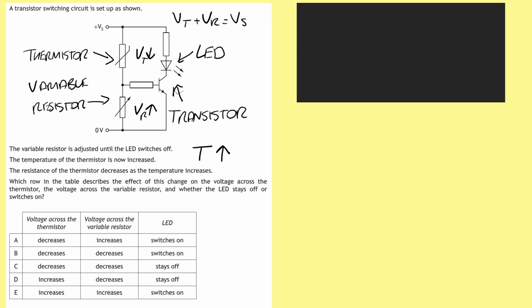So let's have a look at our table and see if we can start to identify some. We know the voltage across the thermistor decreases, so that's right, that's right, that's right, that's wrong, that's wrong. The voltage across the variable resistor is going to increase because the voltage across the thermistor is decreasing. So that's right, that's wrong, that's wrong, that's wrong, that's right. Now if the voltage across the variable resistor is increasing, then the LED is going to switch on. So that's right, that's right, that's right. So the only one that has all three correct is A.